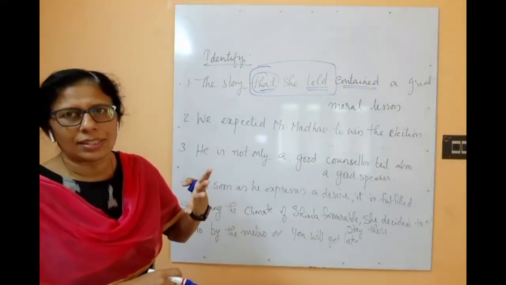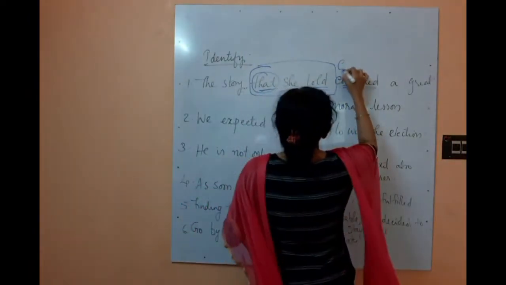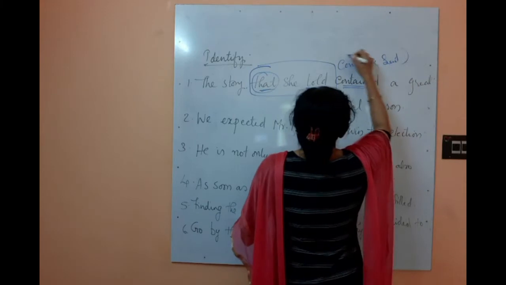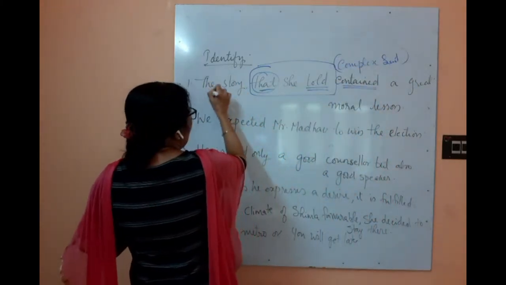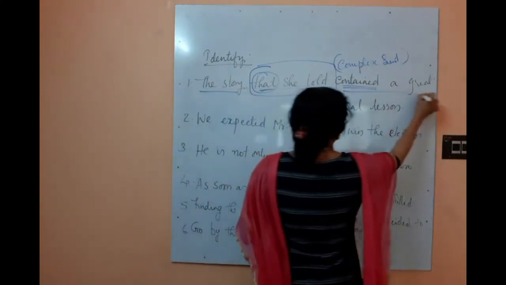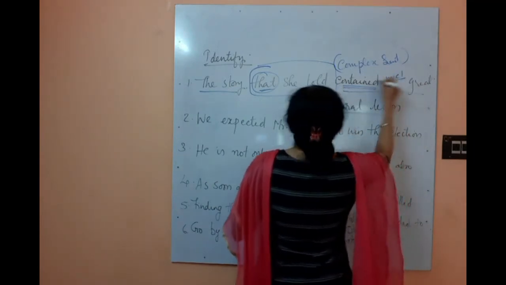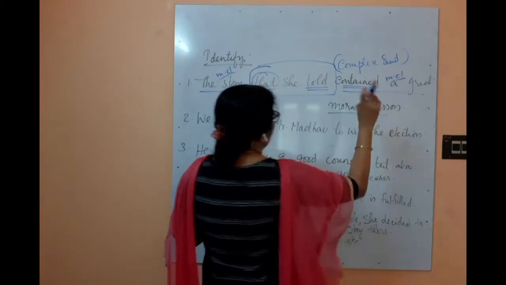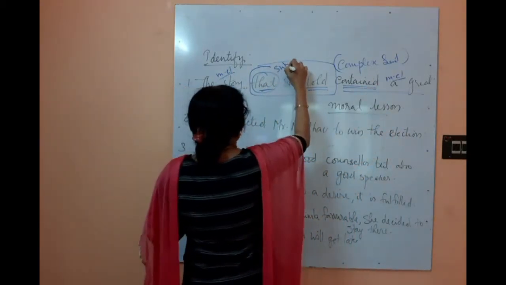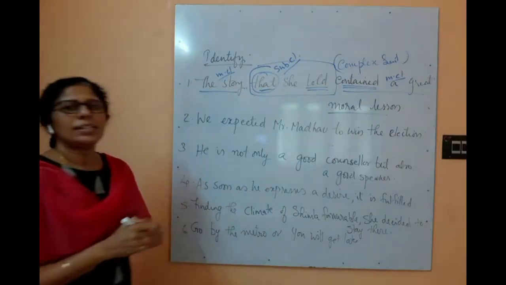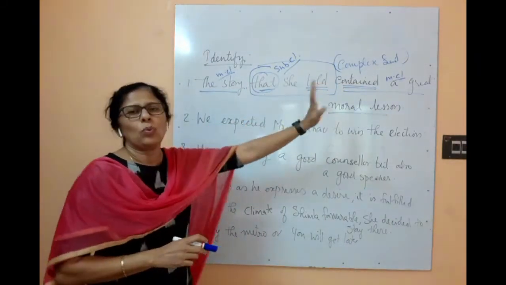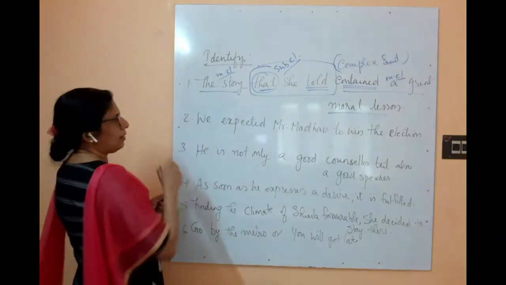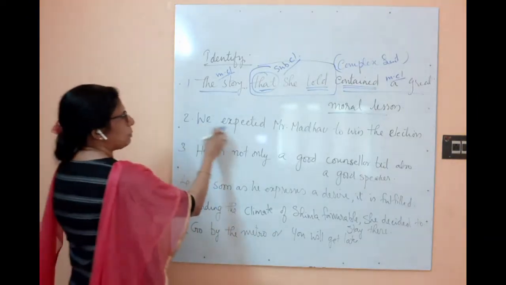So what kind of sentence can it be? It is a complex sentence, one main clause and one subclause. The story contained a great moral lesson is the main clause, and the one which is in the box is the subclause. Here the subject and verb are there. Okay, children, understood?